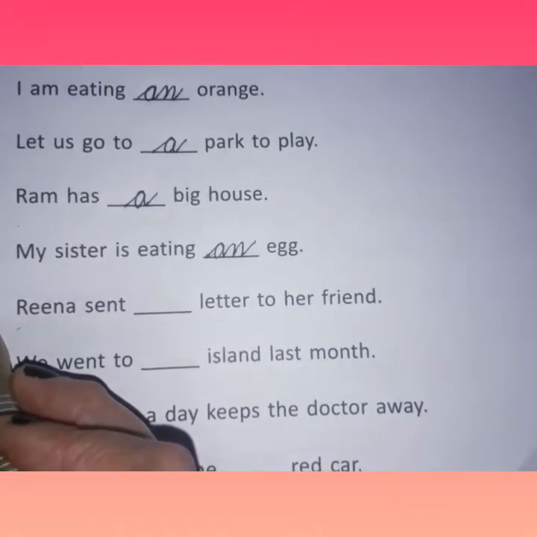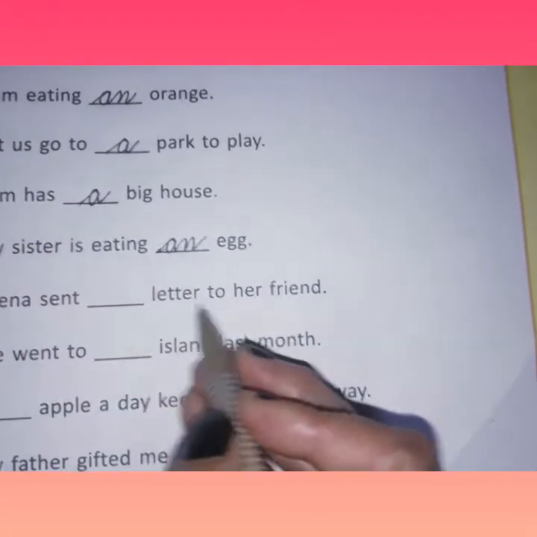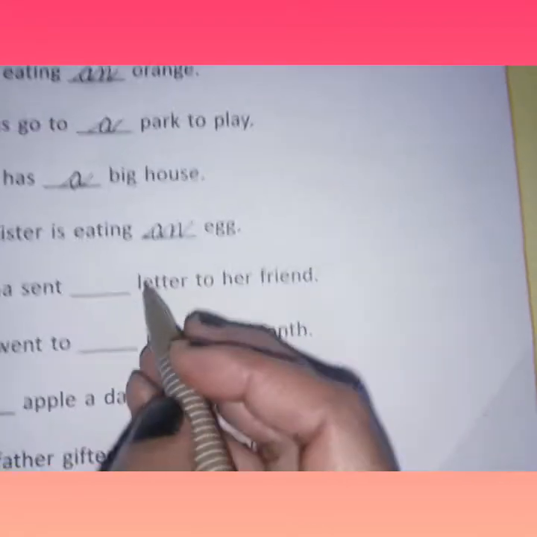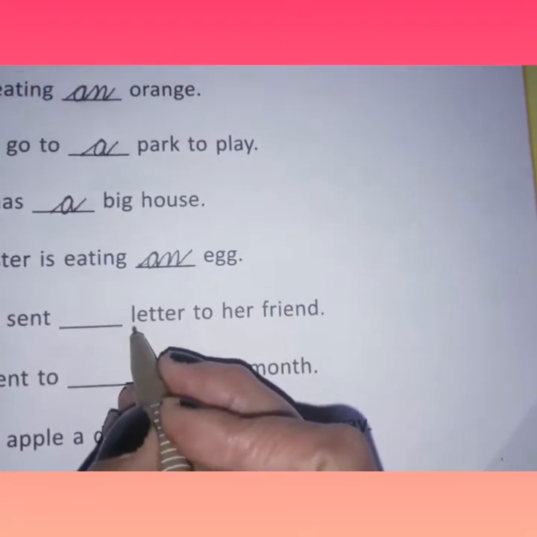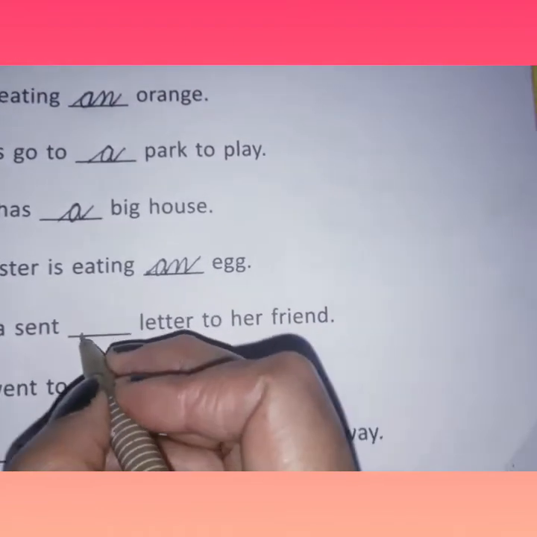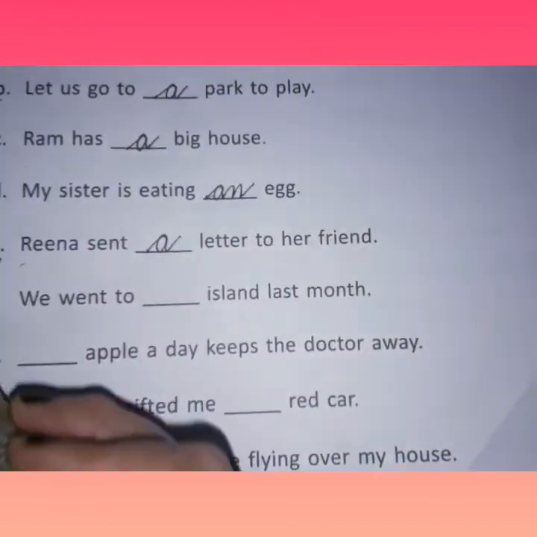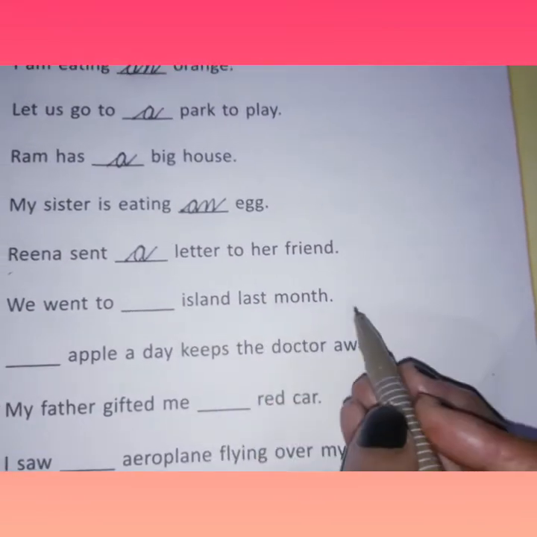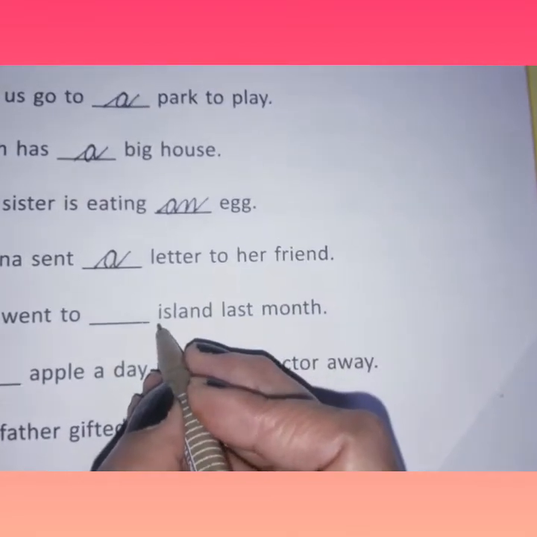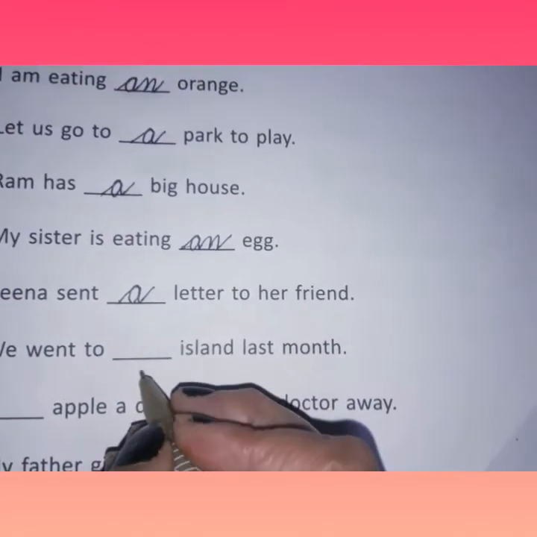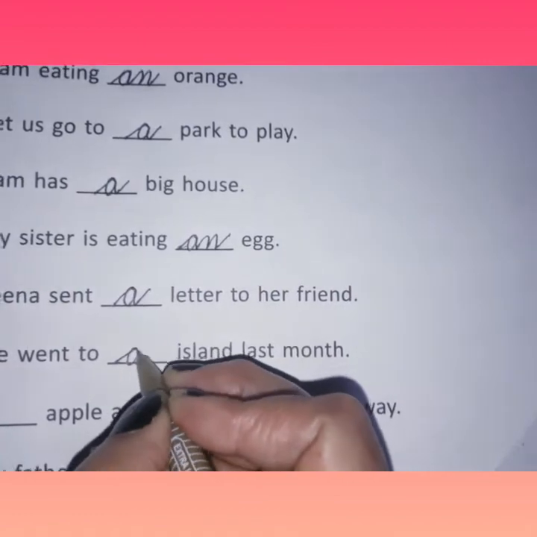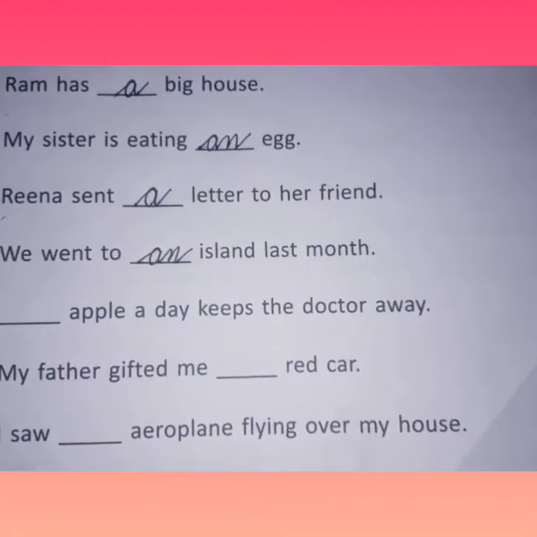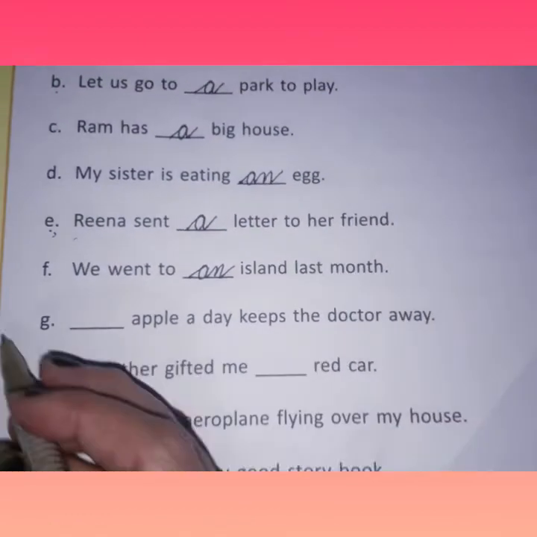See the next one. E. Reena sent dash letter to her friend. So letter starts with a consonant. L is a consonant, so we will write here A. Okay? Now see the F. We went to dash island last month. So island starts with I. So I is a vowel, so we'll write here A-N, an. The sentence was, we went to an island last month.